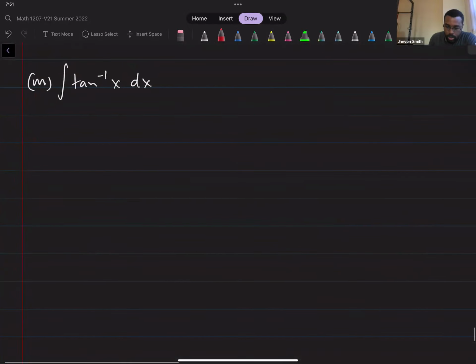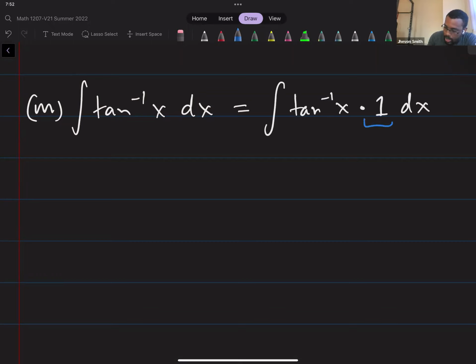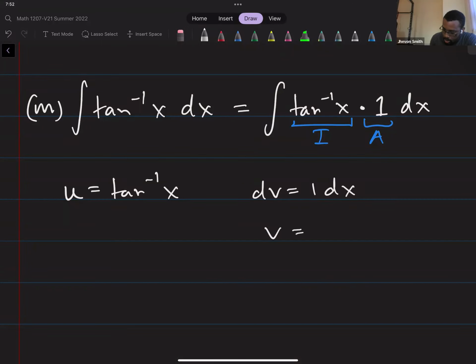Moving on. What's the integral of tan inverse? Well, we've seen a guy like this before. You see one function you don't know how to integrate, but you do know how to differentiate. We do remember the derivative of tan inverse. That suggests you just think of the other factor as one. So that's going to be an A, this is going to be an I. LIATE tells us the I gets to be the u. u equals tan inverse, dv equals 1 dx. So of course your v is going to be x.